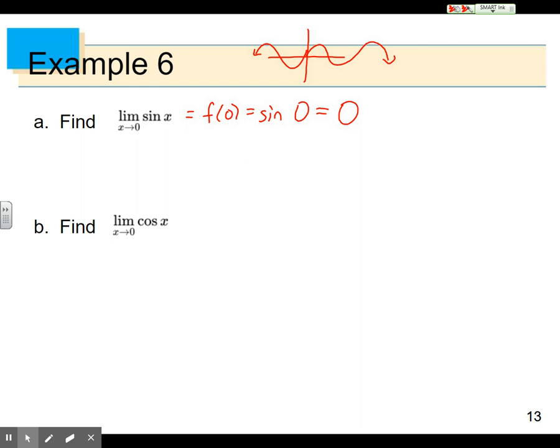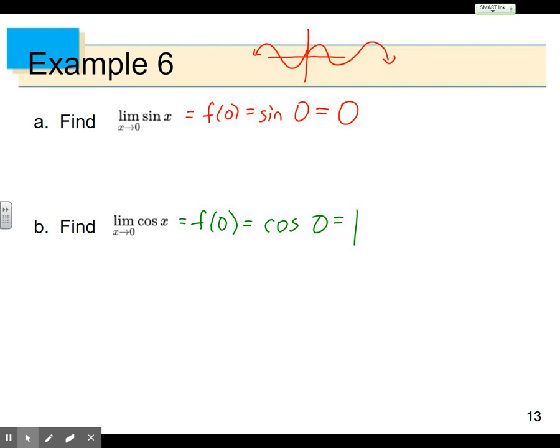And again, that's working because sine is a continuous function. Not only is it a continuous function at 0, it's a continuous function from -infinity to infinity. So I can always plug that in. Same with cosine right here. Looks like we're approaching 0 again. So I'm able to just take cosine of 0. Cosine of 0 gives me a function value of 1.